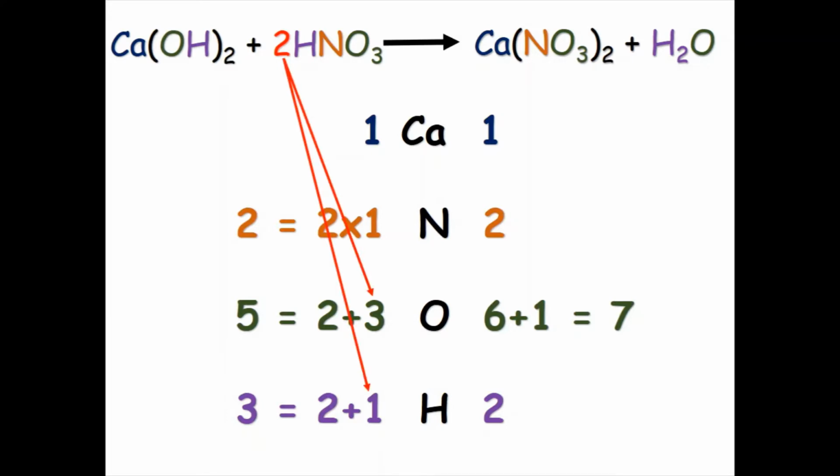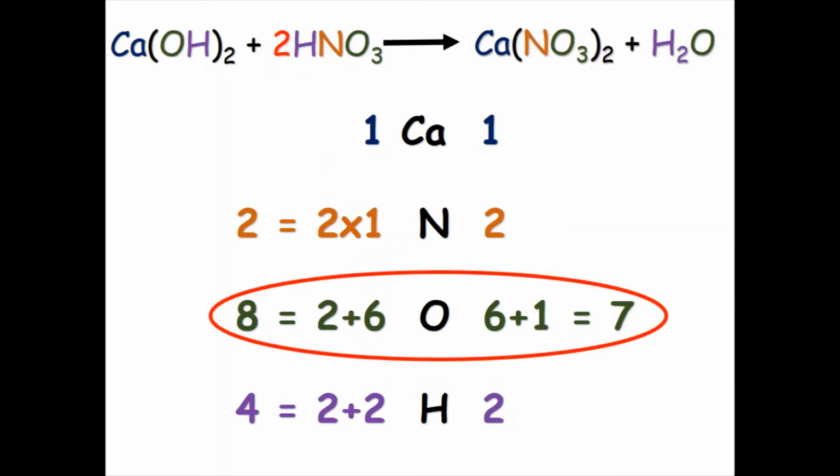So the 2 in front of the nitric acid means that the 3 for the oxygen from the nitric acid has to change to a 6 because it is times by 2. Also the 1 for the hydrogen has to be times by 2 and changes to 2, so these numbers have to change. Now we're going to look at the oxygen, and we can see that now we have 8 oxygen atoms on the left side and 7 on the right side.